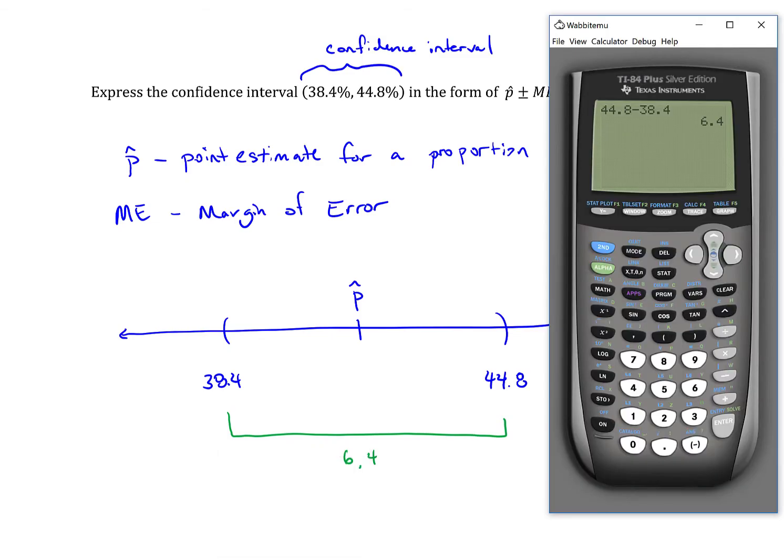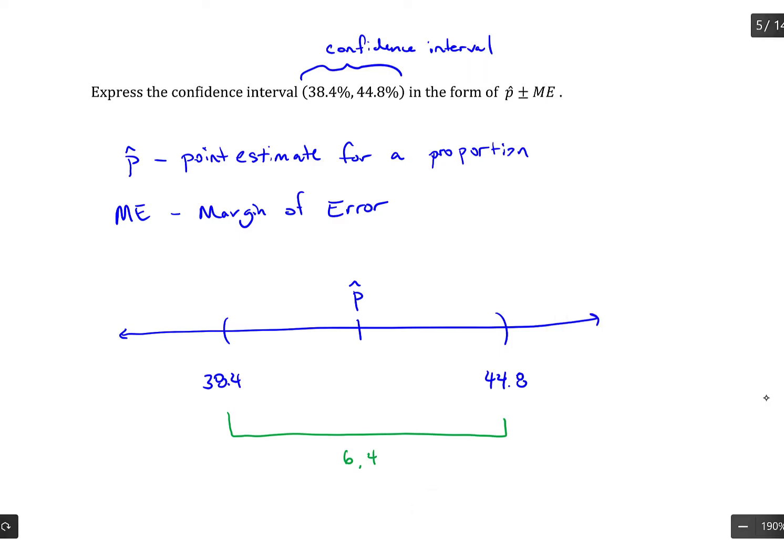But p hat is only halfway in between there. So I could take that value and divide it by 2, and so that's 3.2. What that tells me is the distance from p hat over to 44.8 is positive 3.2, and from p hat to 38.4 would be negative 3.2. So p hat is the value that's right in between.